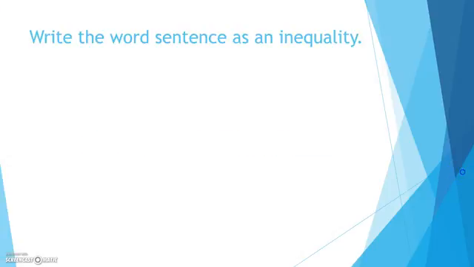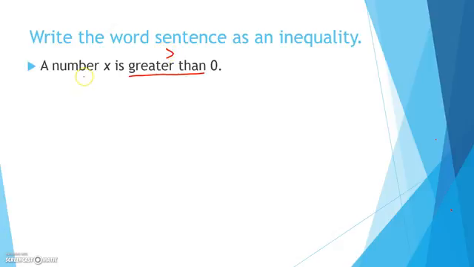So let's get started. The first slide says to write the word sentence as an inequality. So this is back to 7.5. We're going to be given a word sentence and we're going to have to identify the phrase that we could replace with an inequality sign and then write that inequality. So we are given a number x is greater than 0. So right away I see greater than. I'm going to underline that phrase, and I know that means the greater than symbol. We're given the variable x, so I'm going to write this as x is greater than 0.